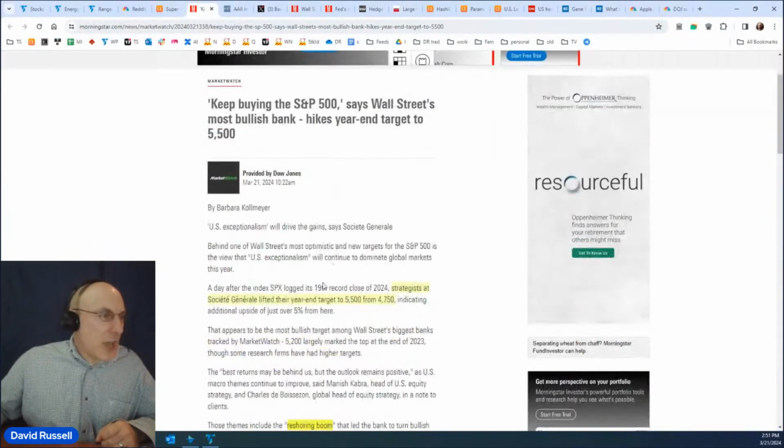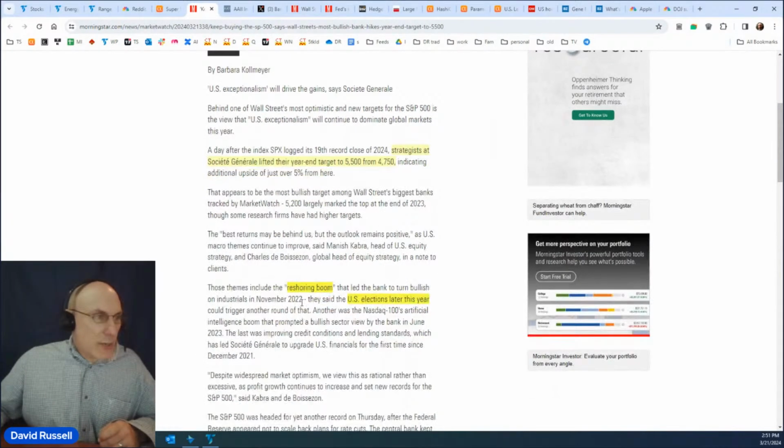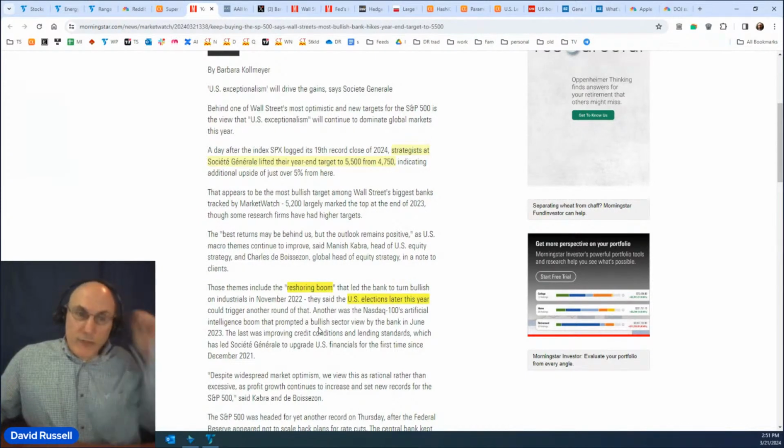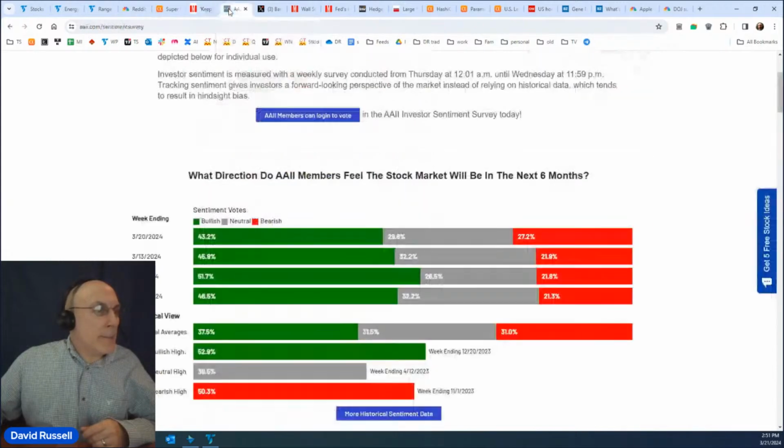All right, so Soc Gen raised their estimate on the S&P from 4750 to 5500. They also talk about things like the elections spurring economic confidence. Reshoring, to me, is just a thing that keeps going. It's also interesting to see AAII actually showing people are getting less bullish, and that's actually a good sign.